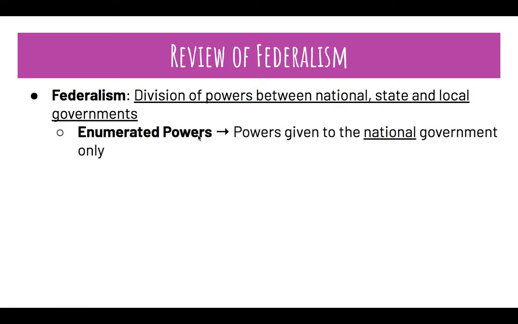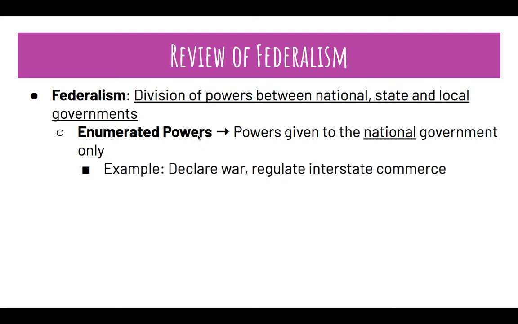We have enumerated powers, powers that are given to the national government only, right? States don't have enumerated powers, they don't share these powers. This is only given to the national government. So, for example, we have declaring war, regulating interstate commerce or trade. Those are powers given specifically to the national government. And in these instances, both of these are powers of Congress.